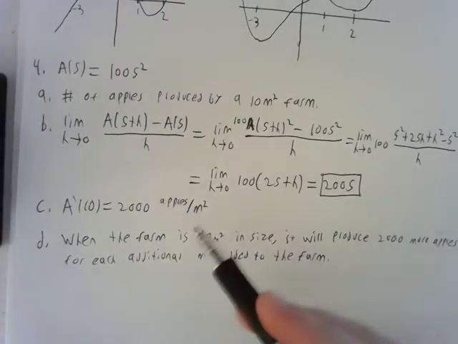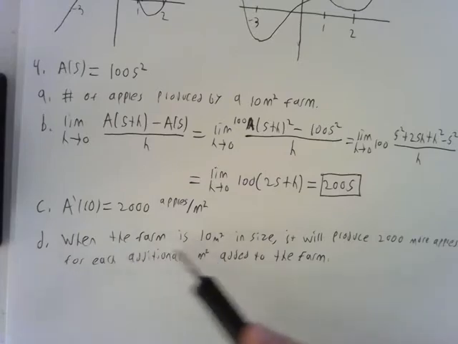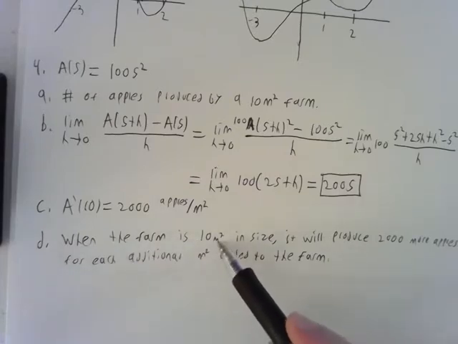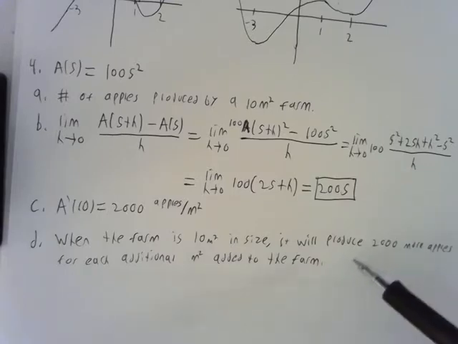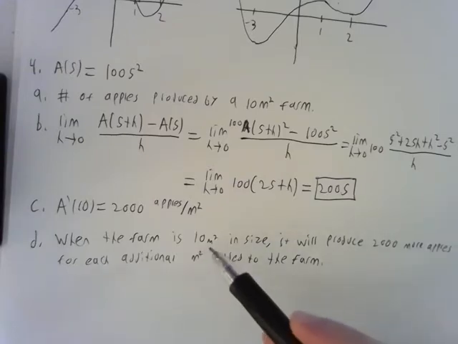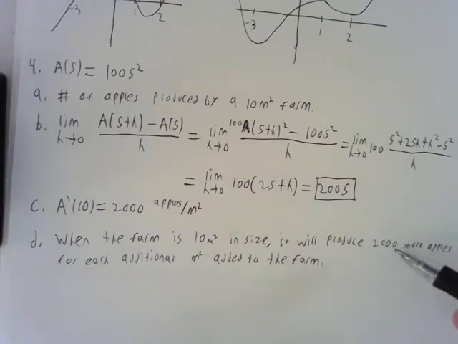And since remember the derivative gives you an instantaneous rate of change, it's important that you have this first part of when the farm is this size. So you're not saying that it's always going to be the case that adding this extra meter squared will produce 2,000 more apples. You're saying at this instant, when it was this size, that was the rate at which increasing the size of the farm would increase the yield.